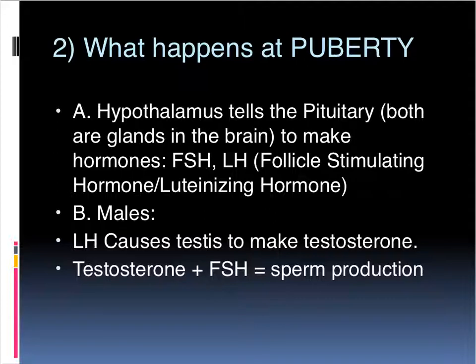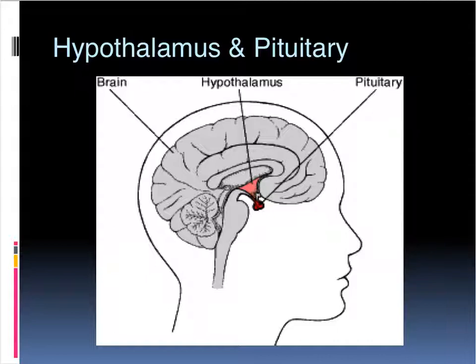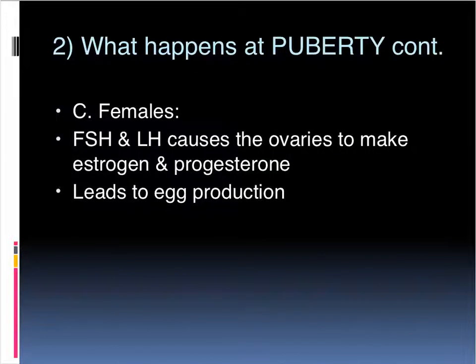In males, the LH causes the testes to produce testosterone. Testosterone and FSH equals sperm production. Here we see the hypothalamus and the pituitary gland. Now in the females, FSH, follicle-stimulating hormone, and LH, luteinizing hormone, cause the ovaries to make estrogen and progesterone, and that leads to egg production.